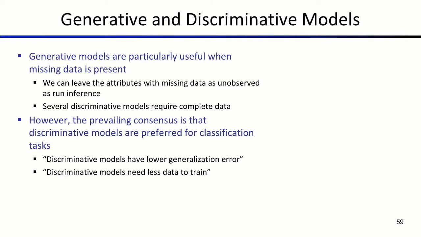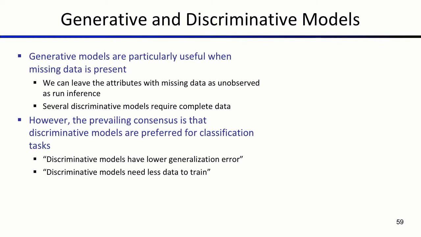In this situation, we set evidence for the complete data and we leave the attributes with missing data unobserved. We just run inference, and the inference procedure will eliminate the variables that are not observed, so we can compute the query. That contrasts with most of the discriminative models, because most of those models require complete data in order to learn or to classify the cases.